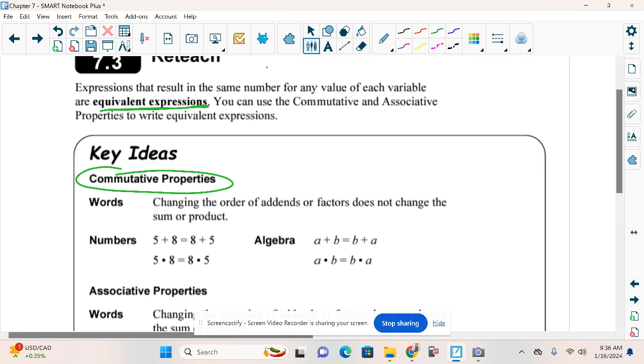Same thing with multiplication. If I do 2 times 3, I get 6. 3 times 2, I get 6. It doesn't matter the order.